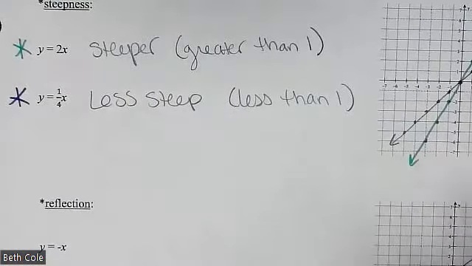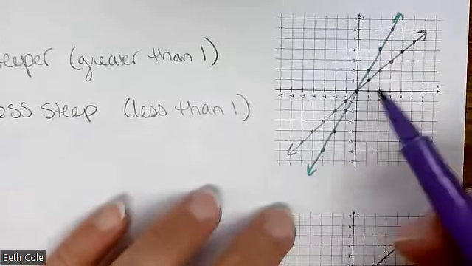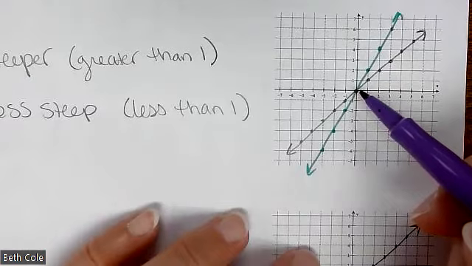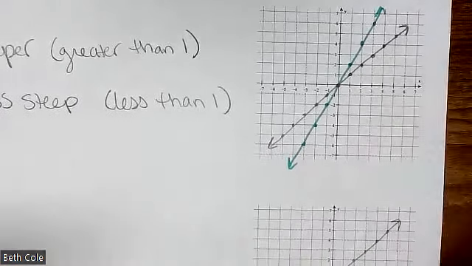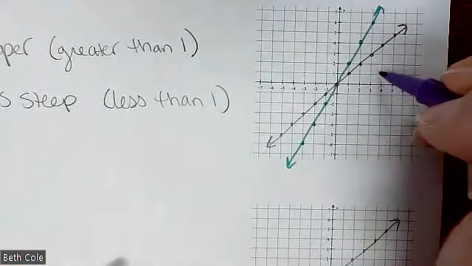If it's less steep, it'd be less steep. Okay. You're still going to start at the origin. That didn't change, but you're going to do a slope of a 1/4. So up 1 over 4.